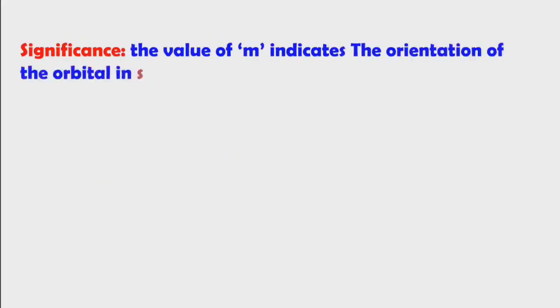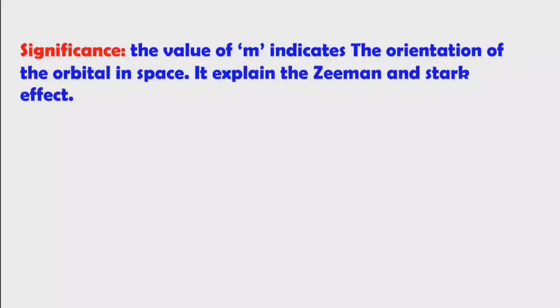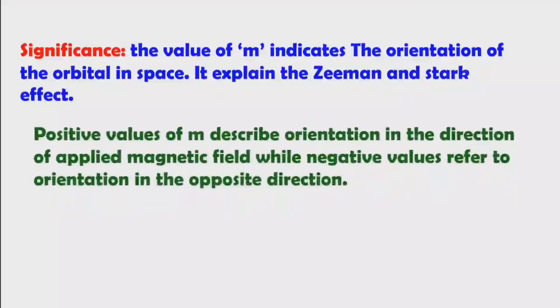Significance. What is the importance? The value of m indicates the orientation of the orbitals in space. It explains the Zeeman effect and Stark effect also. Positive values of m describe orientation in the direction of the applied magnetic field, while negative values refer to the orientation in the opposite direction.